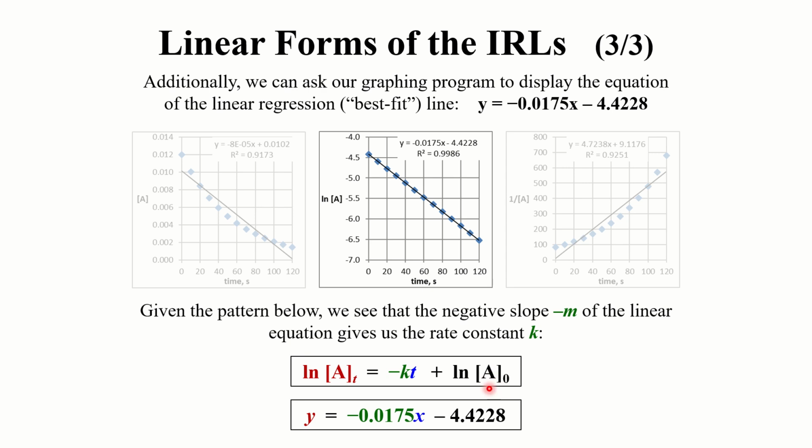And what's probably a little more important is the rate constant. We can see from this version of the equation that the slope of the line is negative k, and so since the slope of the line is negative 0.0175, we could then say that the rate constant k equals positive 0.0175. We get these negatives right here, so k equals just this value, 0.0175.